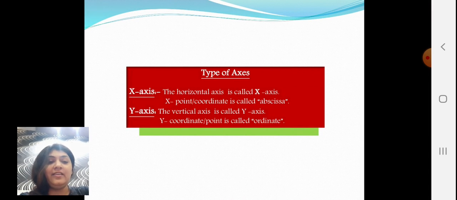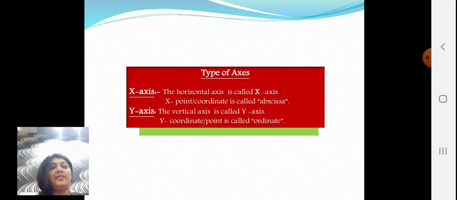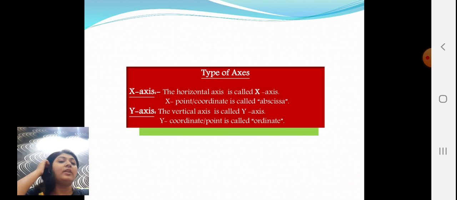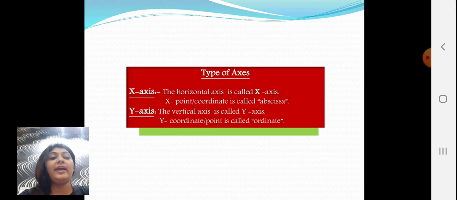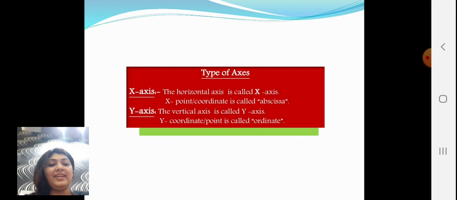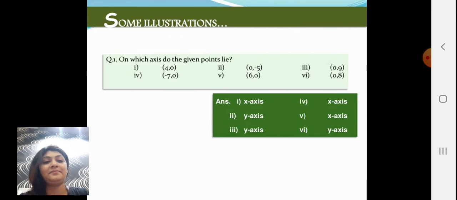Types of axis. The horizontal axis is called the x-axis. The x point or coordinate is called the abscissa. Y-axis, the vertical axis is called the y-axis and the y coordinate points are called the ordinate. So x coordinate is called abscissa and y coordinate is called the ordinate.